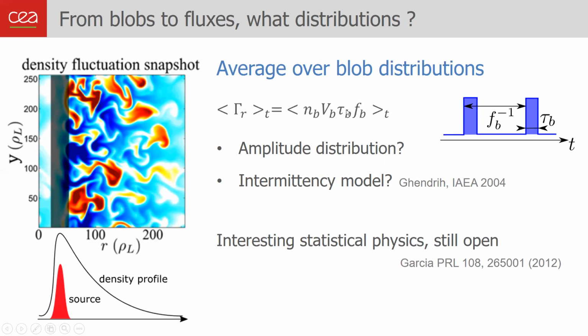And of course, you don't have only a single blob population, you have a distribution of velocities, amplitudes and sizes. So if you want to do that from a blob model, you have to think in terms of building a model for amplitude distribution and intermittency distribution. I think this is interesting, maybe to think of turbulence in terms of a population of individual events moving, but bridging the gap between the two is still an open problem which is not solved yet.